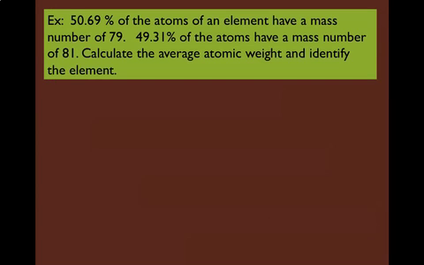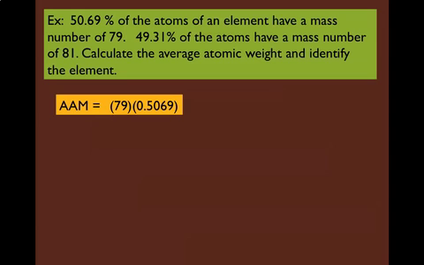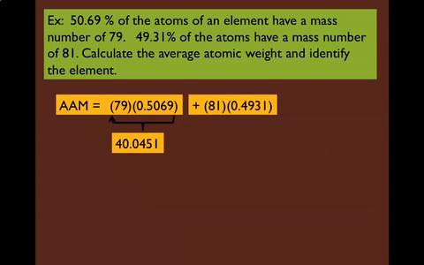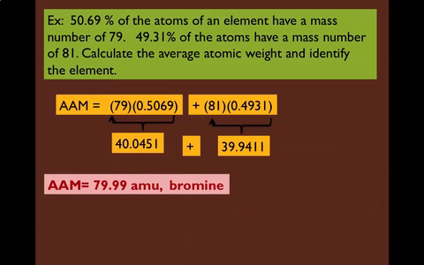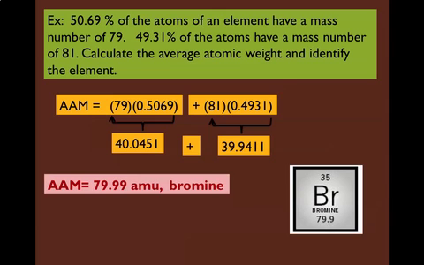Alright, this is a little bit of a challenge problem. It says 50.69% of the atoms of an element have a mass number of 79. 49.31% of the atoms have a mass number of 81. Calculate the average atomic weight and identify the element. Okay, so we have 79 times its percentage, 0.5069, plus 81 times its percentage of 0.4931. So I'm going to multiply: 40.0451. And multiply there, 39.9411, and then we add those two together. I get 79.99, and if I look that up on the periodic table, it's going to be close to bromine. There's 79.9 right there.